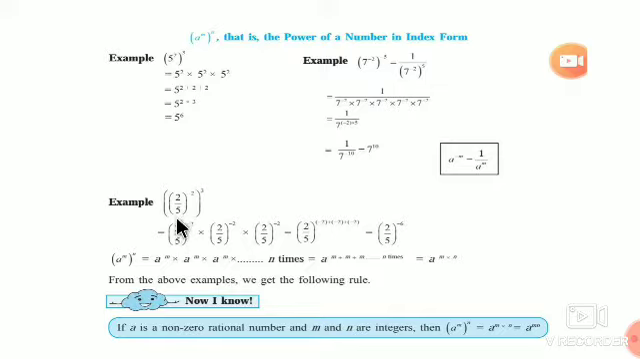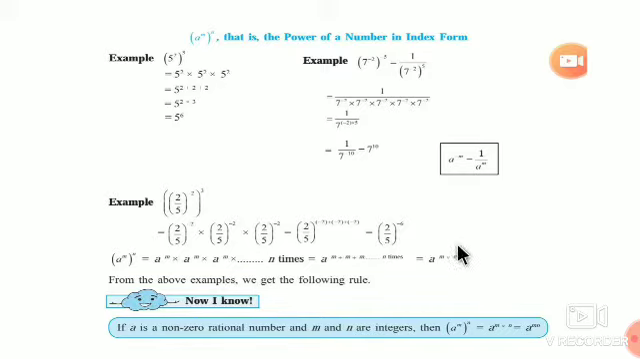Same example is given here. Like that, 2 upon 5 whole raised to the power 2 minus 2 whole raised to the power 3 means 2 upon 5 raised to 2 minus 2, 3 times. So directly we can write 2 upon 5 raised to 2 minus 2 multiplied by 3 is equal to 2 upon 5 whole raised to the minus 6.